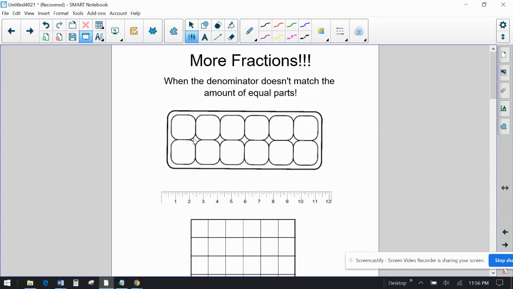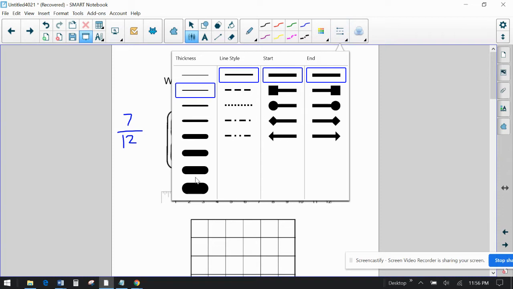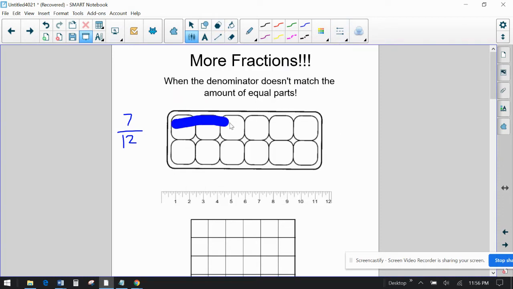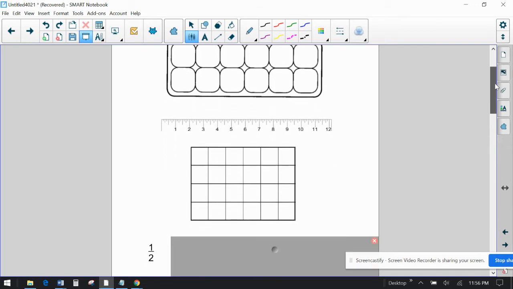does match. So this egg carton here, it's a 2x6 array. There are 12 eggs. So any fraction with a 12 as the denominator, the bottom number, is going to work out perfectly. If I needed to show 7/12, I would simply shade in 7 eggs. So here's 6, here's 7. That's 7/12. This denominator, this 12, matched the amount of equal parts. But when it does not match, that's where fractions get confusing.